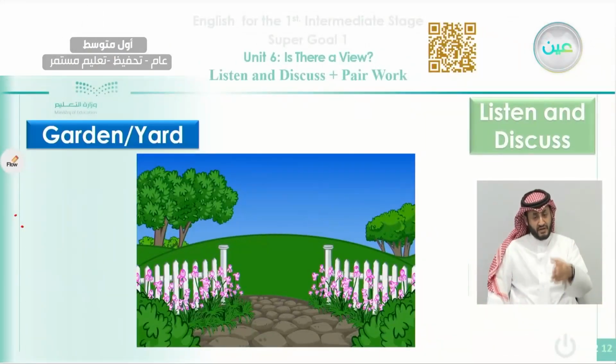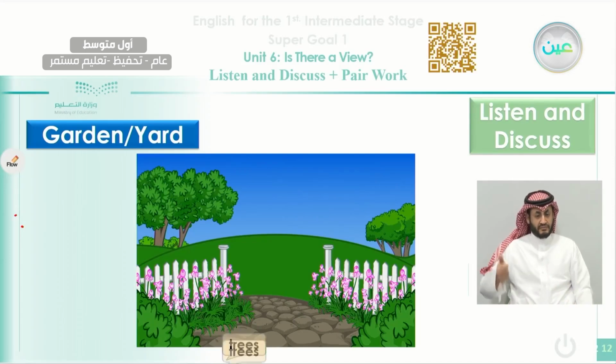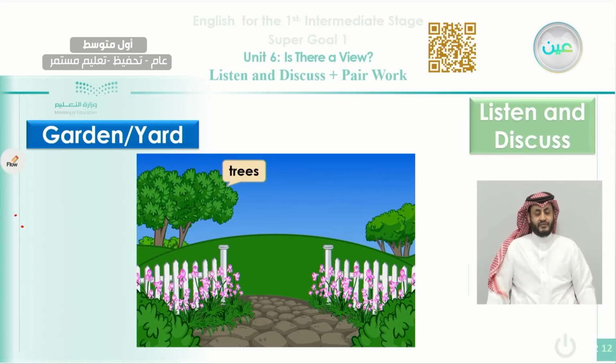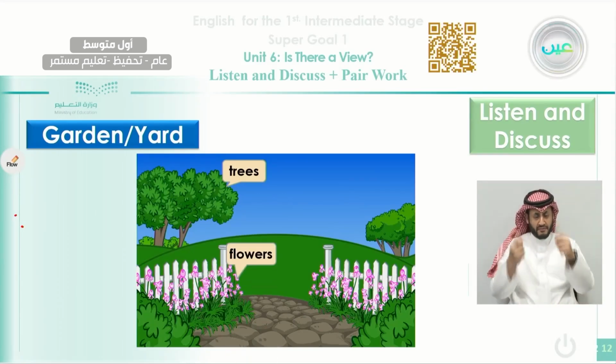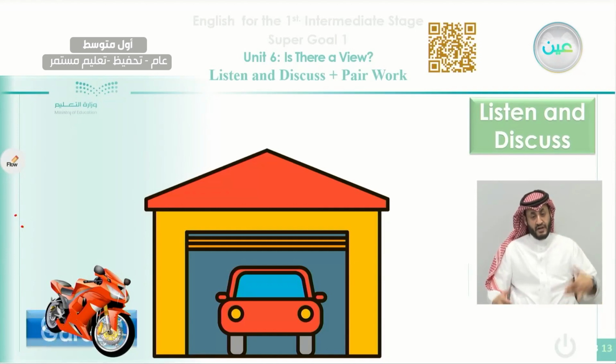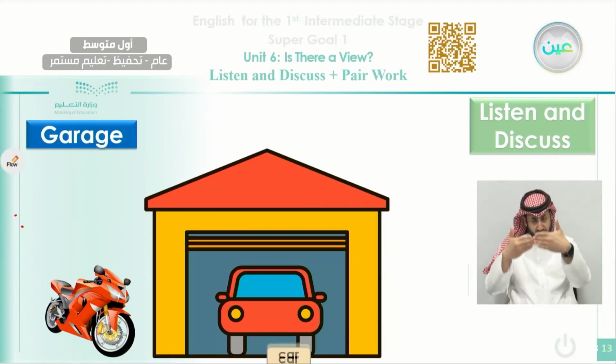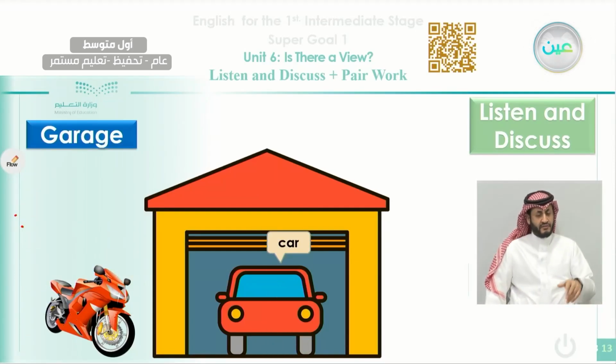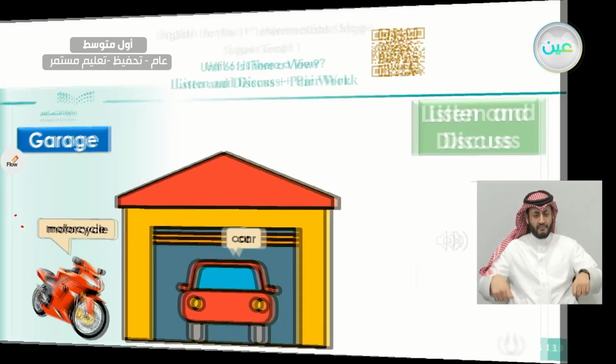Okay, this is also, some houses have this one. We call it a garden and a yard. What is there in the garden? Usually the garden has trees and also has flowers. Okay, also this one is called a garage. What do we have in the garage? We have a car and we have also a motorcycle.